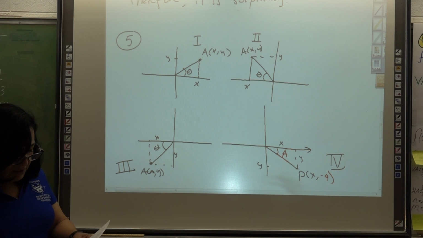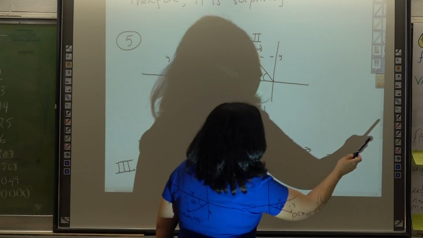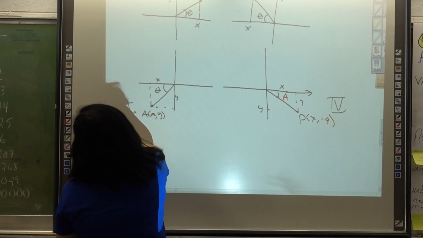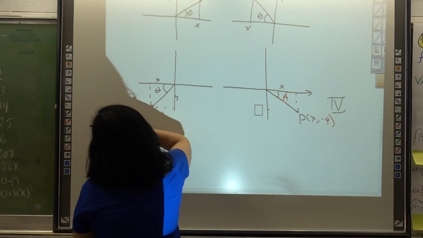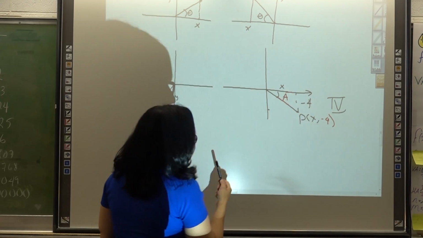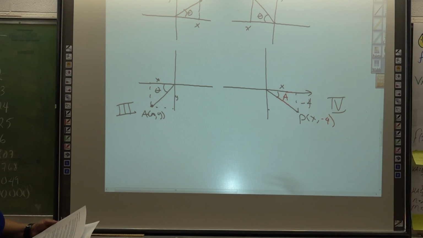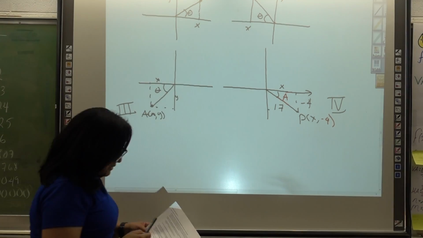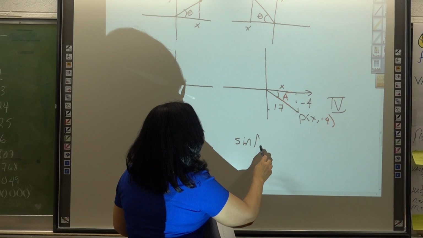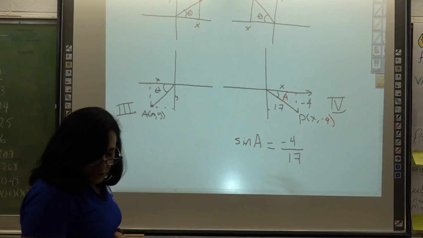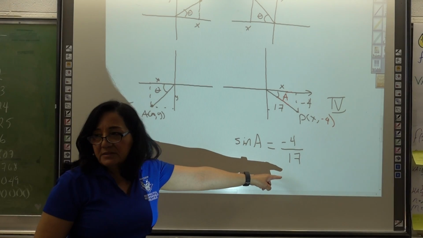They want you to find sine of A. Sine is opposite over hypotenuse. So y is -4, so I'm going to change this y to -4 because we already know the value. And x, we don't know what it is. And they tell us the hypotenuse is 17, because they say sine of A equals -4 over 17. So this is the opposite, and that's the hypotenuse.